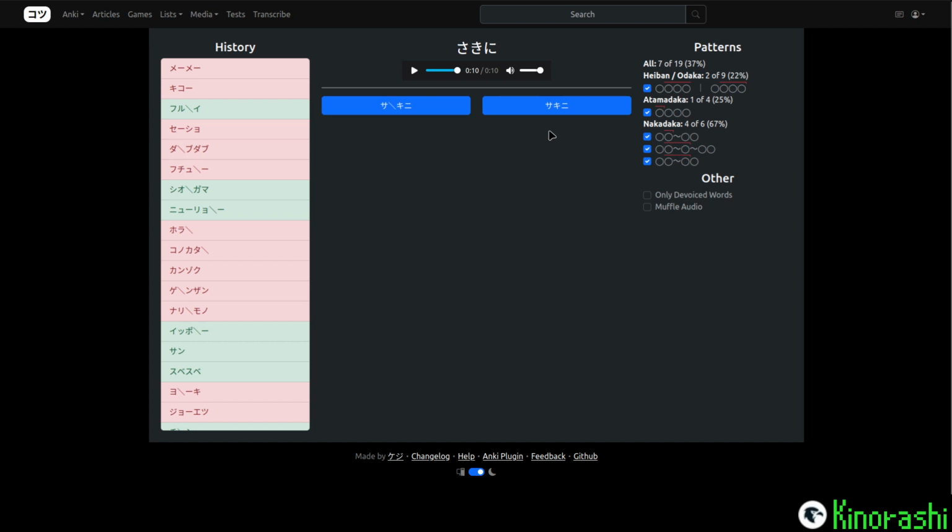Okay, so this is a heiban, and this is a atamadaka. But this sounds like a... You can hear how ki sounds slightly higher pitch than sa. And so this must be a heiban. Saki ni.